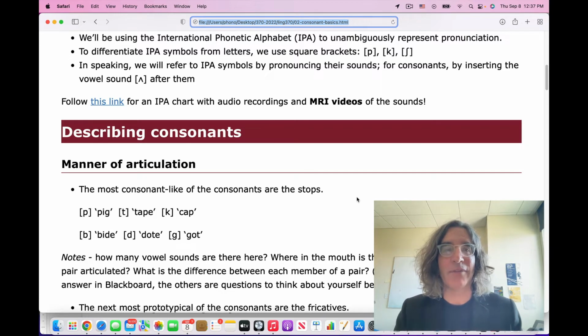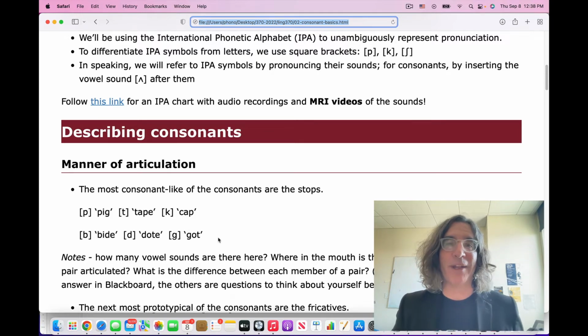So here we have pa, ta, ka, pa, as in pig, ta, as in tape, ka, as in cap, and ba, da, ga, ba, as in bide, da, as in dote, and ga, as in got.